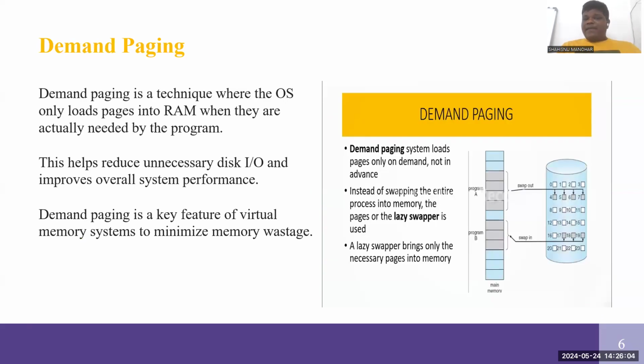Demand paging. Demand paging is a technique where the operating system only loads pages into RAM when they are actually needed by the program. This helps to reduce unnecessary disk input output, and improves overall performance. Demand paging is a key feature of virtual memory systems to minimize memory wastage. So basically, a demand paging system loads pages only on demand, not in advance. Instead of swapping the entire process into memory, a lazy swapper is used. A lazy swapper brings only the necessary pages into the memory.